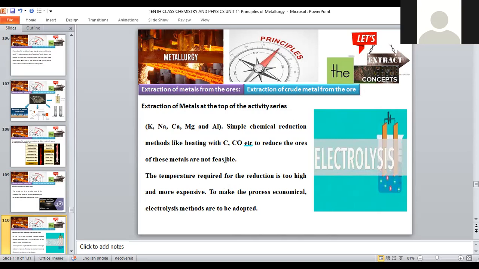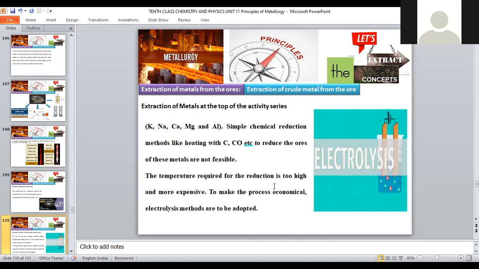Right. So here many methods can be applied. Here a chemical reduction process is applied by treating with carbon monoxide. To reduce the metal, the temperature required is very high and expensive. To make the process economical, the electrolysis method can be adopted.